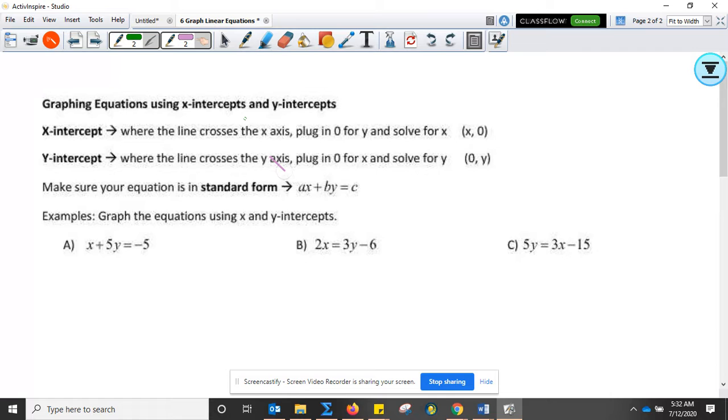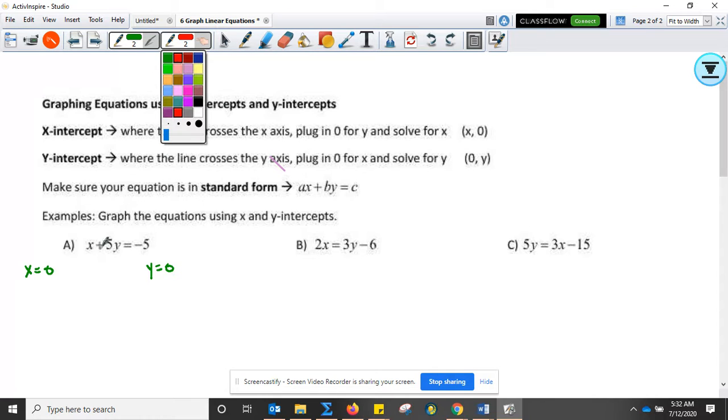Make sure the equation is in standard form: Ax plus By equals C. All right, so looking at A, it's in standard form, Ax plus By equals C. So I'm going to make x equal 0 to find my y-intercept here, and then I'm going to do y equals 0, and I'm just going to plug that in.